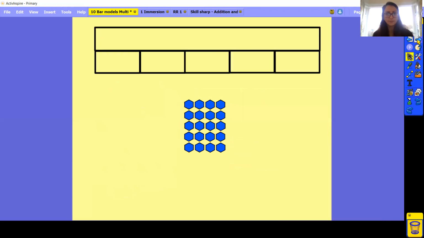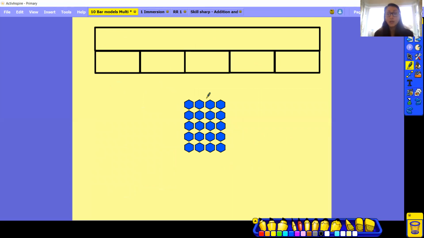Okay, so let's have a go at this one. You can have a pause if you want to and have a go yourself, or if you would like to, you can watch me do this. So let's see how many rows we have. We've got 1, 2, 3, 4, 5. And let's count how many boxes we have. 1, 2, 3, 4, 5.